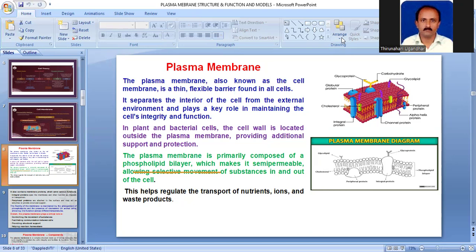The plasma membrane is composed of phospholipid bilayers, which makes it semi-permeable. Semi means it can transport solutes from the plasma membrane to outside and also inside of the cell. It helps regulate the transport of nutrients, ions, and also waste products.